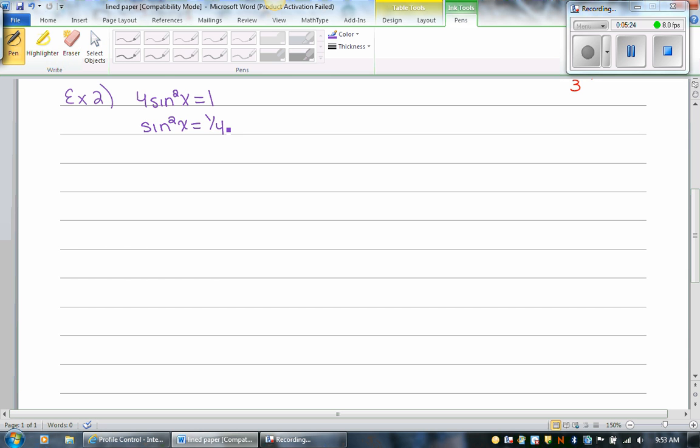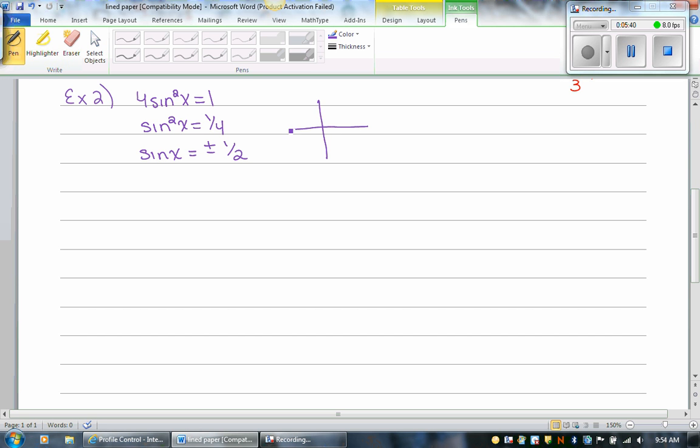And then to get rid of the squared, we're going to take the square root of both sides. So this becomes plus and minus 1/2. The square root of 1 is 1, the square root of 4 is 2. Okay, so again, we're going to use that unit circle to figure out where we're going to have solutions.